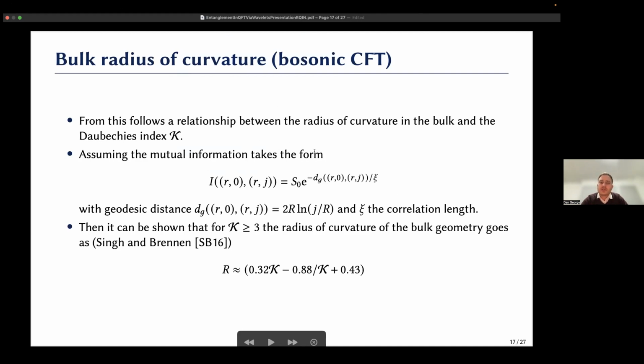Assuming the mutual information taking this form, you can actually show that there's a connection between the radius of curvature of the bulk geometry and the choice of Daubechies index k, which for large k becomes linear. So that's really nice. It means you've got this exact holographic mapping with a tunable bulk geometry.